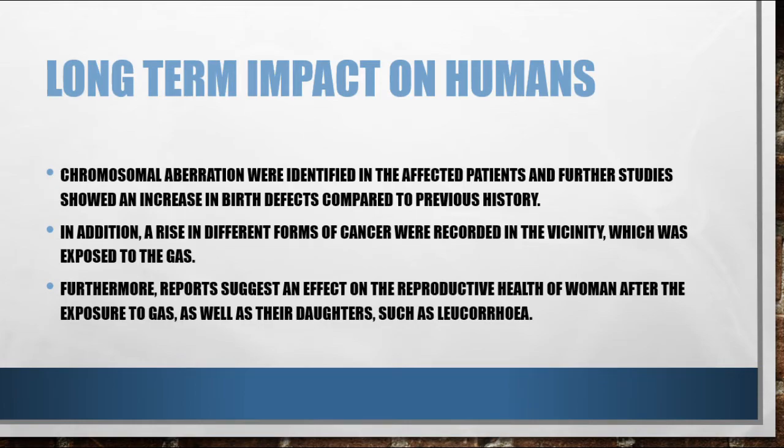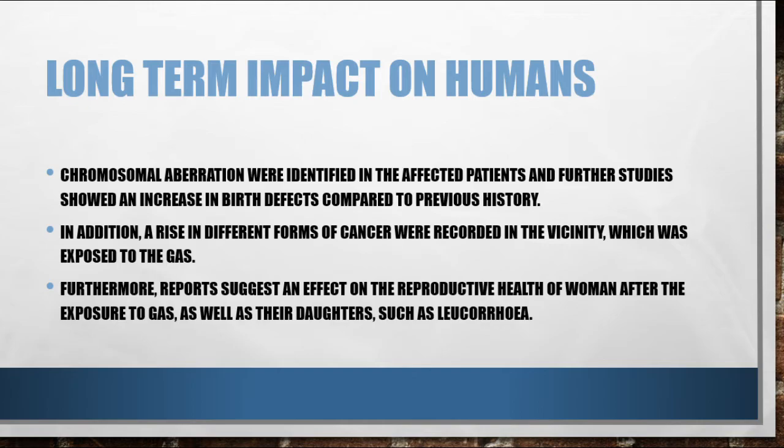Another long-term effect of the gas leakage in Bhopal is the effect it has on the genetics of those people who were exposed to the gas. Chromosomal aberrations were recorded on individuals who were in the vicinity of the gas. Many further reports provide information in regards to the birth defects post-tragedy and show the increased rate of defects in families with no previous history.